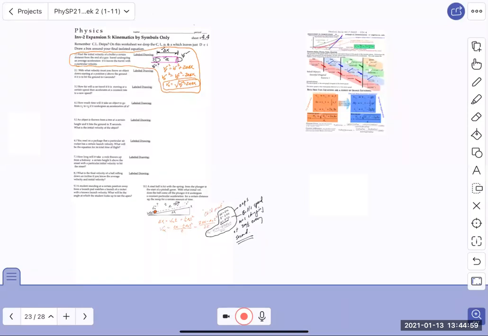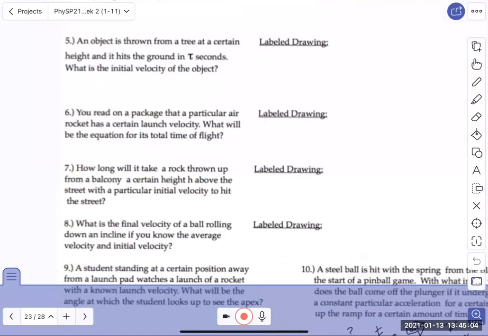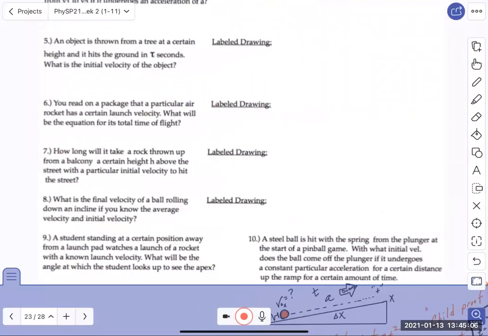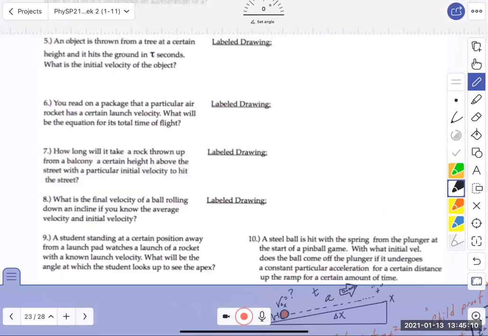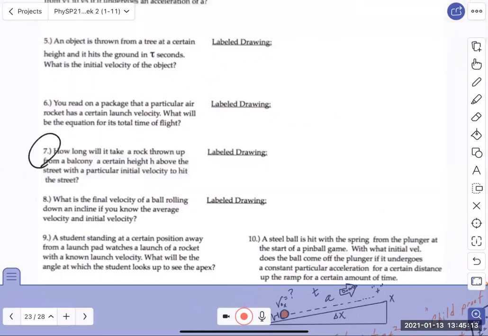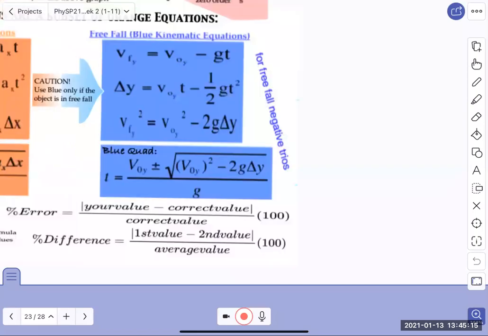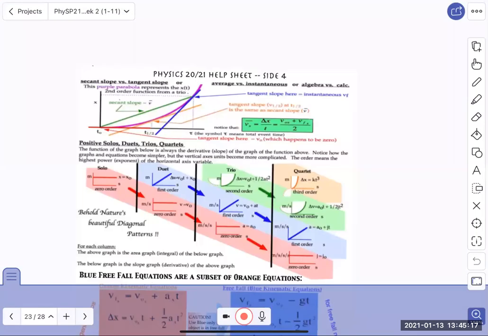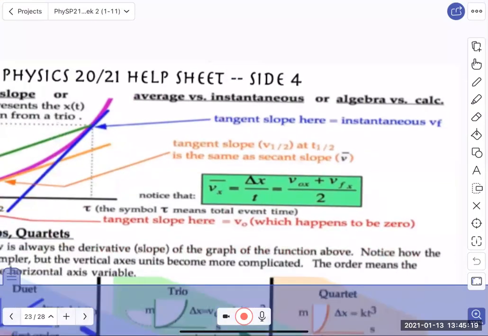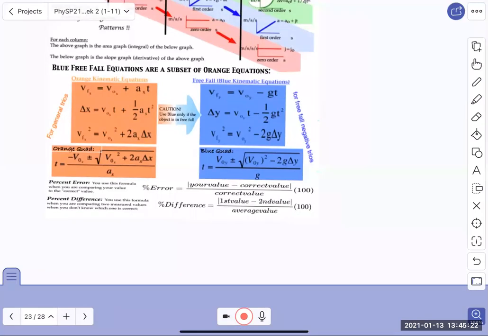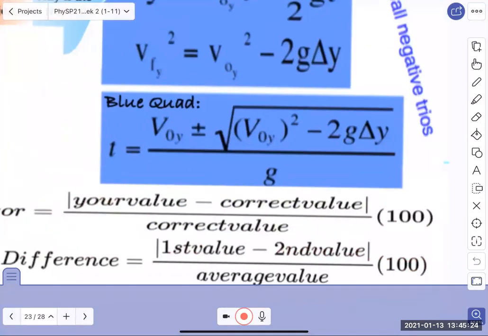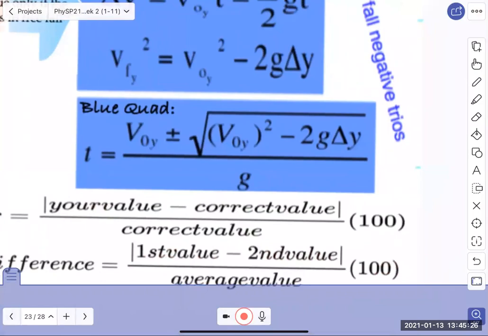Last thing. I know I let you go early. Last thing though, real quick. I think number 7 will require the blue quad, the seldom used blue quad. If you look on your equation sheets at side 4, go most of the way down to the bottom of the page, and then down at the bottom right, you'll find the blue quad. That's the next hardest problem, and I'll leave that for you.